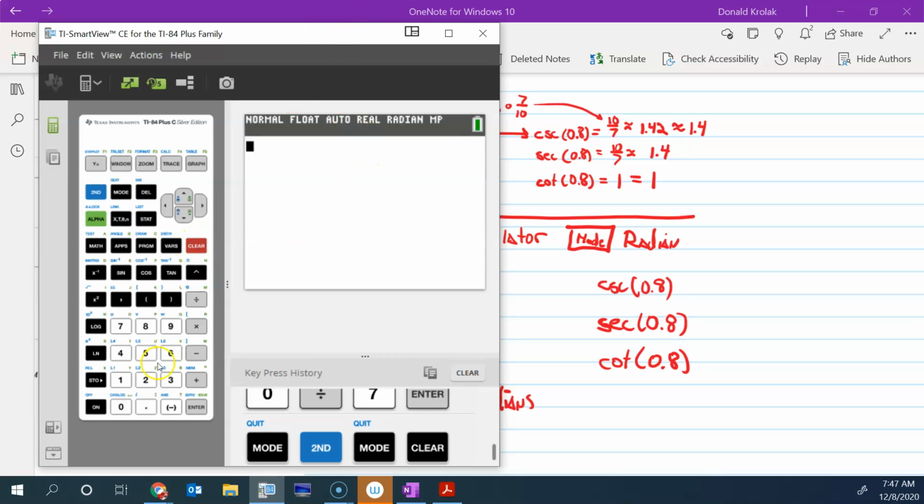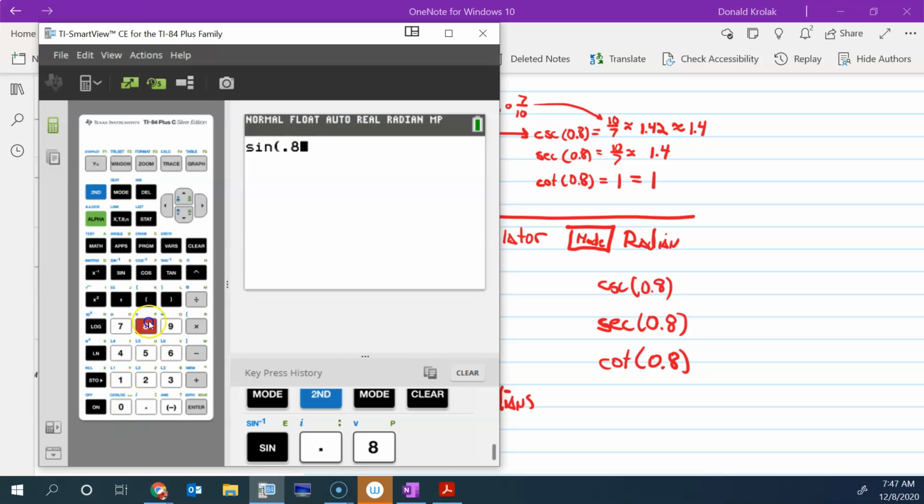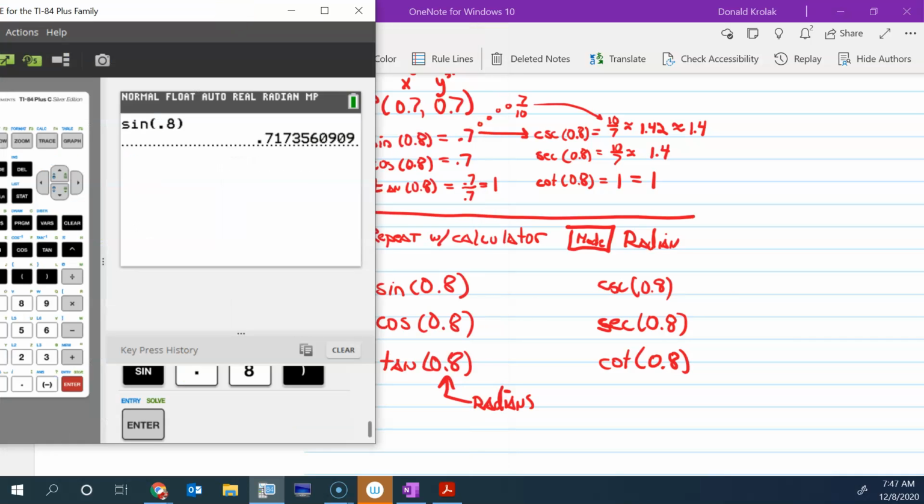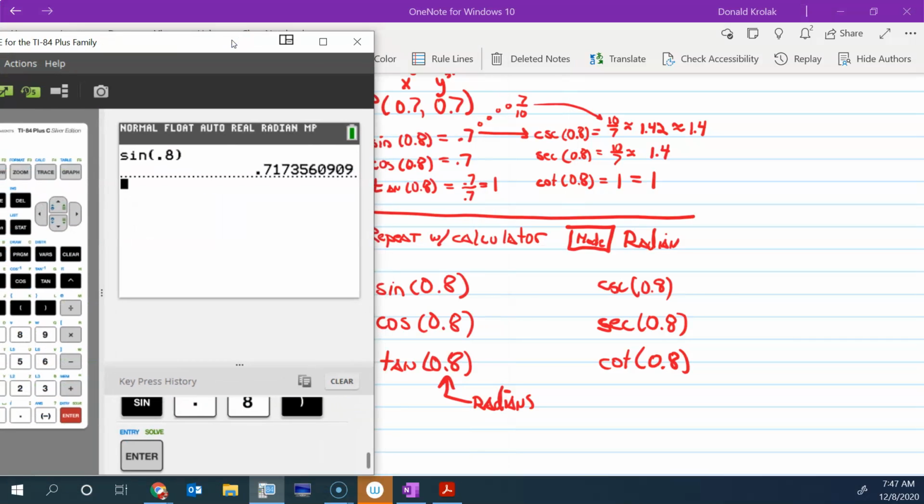All right, and my first one is going to be sine 0.8 radians, and I get 0.717. All right, so 0.717, so that's going to round to 0.72.